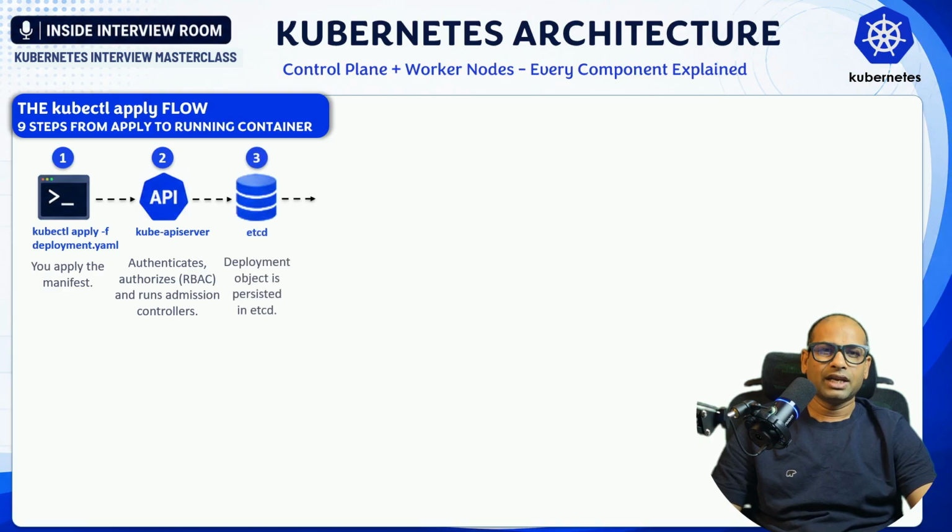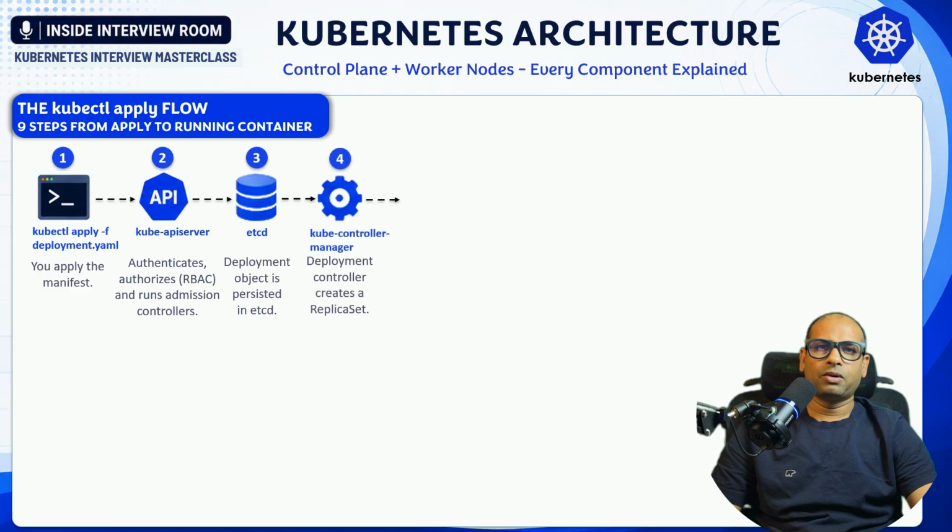Step 3, the API server writes your deployment object into etcd. It's now persisted. The cluster officially knows you want this. Notice nothing is running yet. We have only recorded desired state.